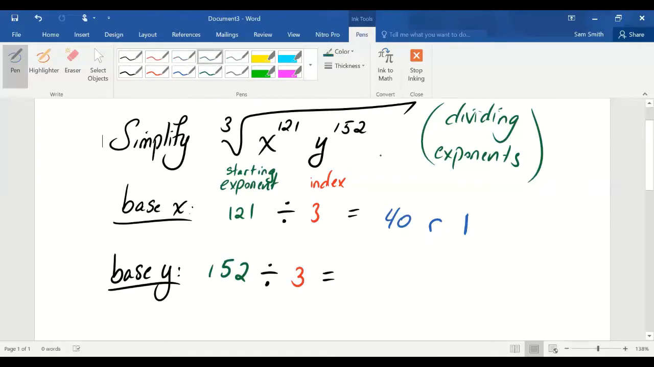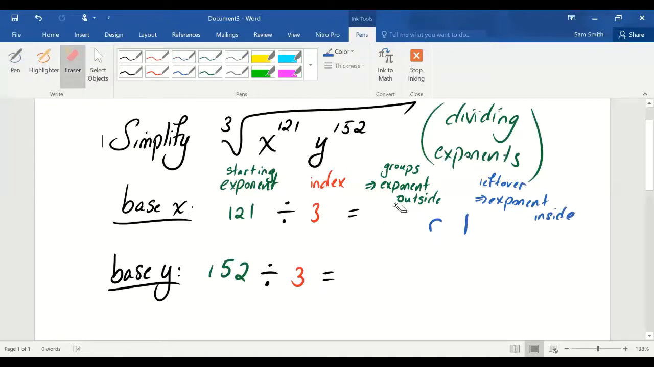So this is the number of groups, and this is going to become the exponent on the outside of the root after we simplify. And this last quantity here in blue, this is the number of leftover x's, and this will become the exponent inside the root. And I'll show you what I mean soon. Just for consistency's sake, let me make this 40 green.